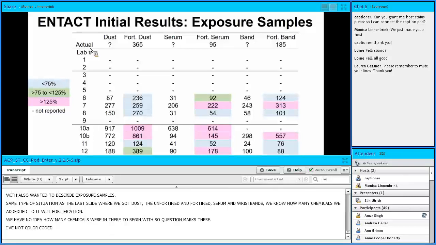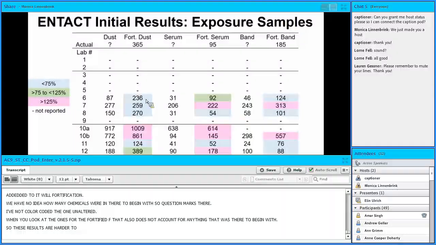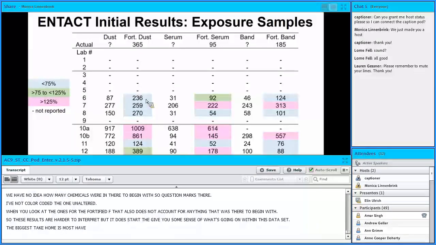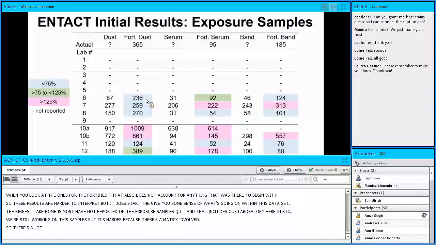And when you look at the ones for the fortified, that also does not account for anything that was there to begin with. So these results are a little bit harder to interpret, but it does, again, start to give you some sense of what's going on within this data set. The biggest take-home message I got from this was most people have not reported on the exposure samples yet, and that actually includes our laboratory here in RTP. We're still working on those samples, but it's a little bit harder because there's a matrix involved. And so there's a lot more noise that you have to deal with, and it's just harder to tease apart.